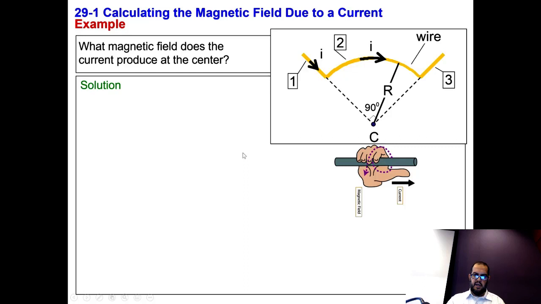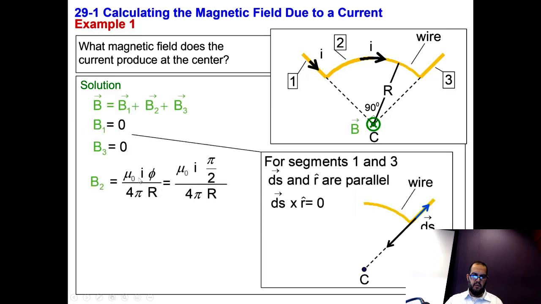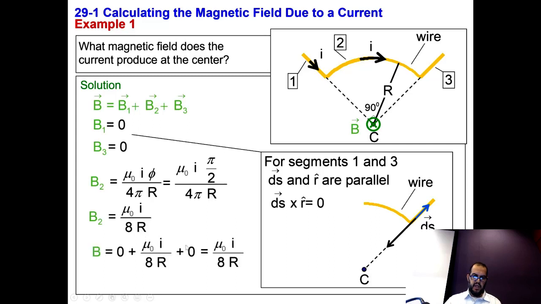Okay, so this is very similar to an example we did earlier. The magnetic field due to the wire element 1 is 0. Wire element 3 is also 0 because the r vector is parallel to the ds vector. And for this element here, we can just use the equation. Since the angle theta is 90 degrees, we can use the previous equation, which is mu 0 I, the angle, in this case we called it phi. Phi is equal to pi over 2, divided by 4 pi r, and it simplifies to mu 0 I divided by 8r.